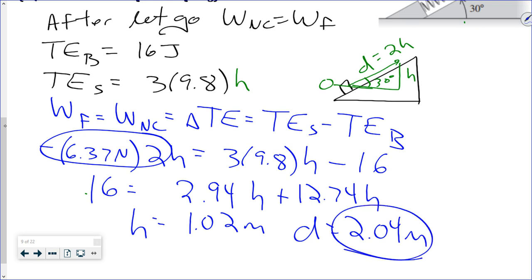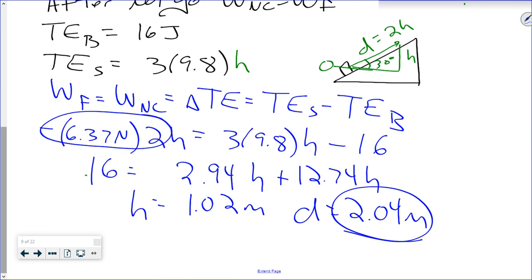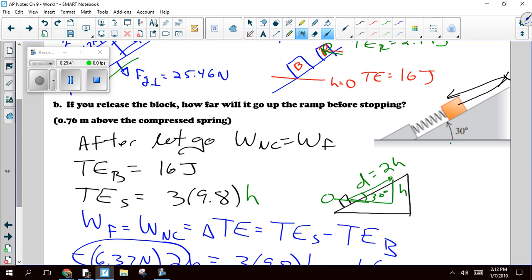Okay. Ooh, which does not at all agree with my answer. Yep, the answer I've printed there is wrong. The answer I just gave you is right. So this should be, if you release it, how far will it go? So it's 2.04 meters up the ramp. Okay. All right.